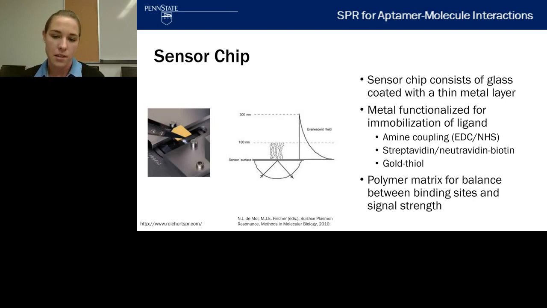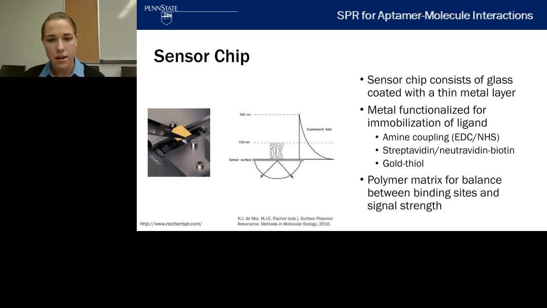And also, we can think about the amount of binding sites we have on our chip. So many chips use a polymer matrix to increase the amount of binding sites at the chip. So we can look at the balance between binding sites and signal strength in the image in the center of this slide. We can see that as the evanescent wave moves from the interface, it decays. So at 300 nanometers, there's a very low signal strength, whereas at the interface there's a much higher signal strength.